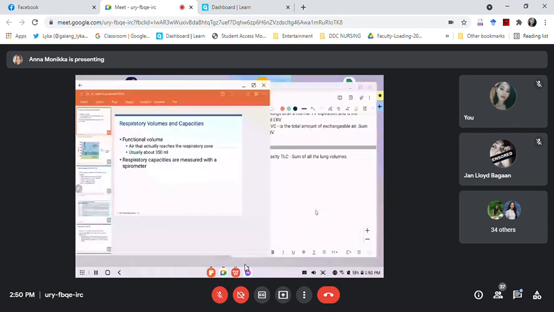Dead space volume is the air that does not actually reach the respiratory zone, usually about 300 ml. Respiratory capacities are measured with a spirometer. Have you seen a spirometer? No, ma'am. Not yet? Okay, let me show it to you.